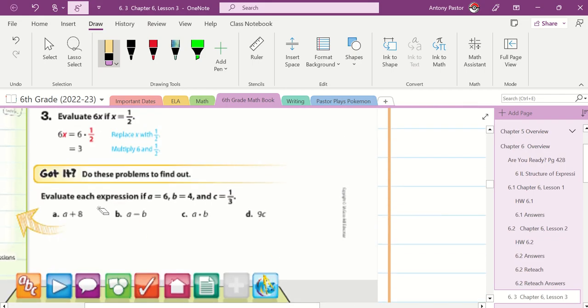So we're going to go ahead and do these. A plus 8 if a equals 6. 6 plus 8, you can pause it here, solve it. It should equal 14.